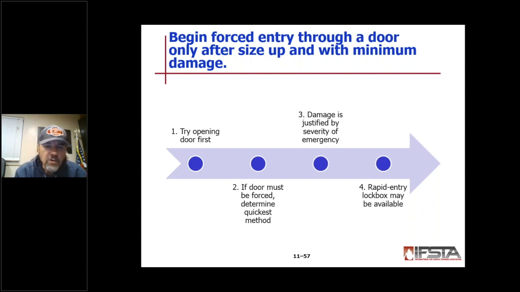According to that earlier question, which was a great question, damage is justified by the severity of the emergency. If you're just getting in to check a smoke detector battery, that doesn't require bashing in their whole sliding glass door. Rapid entry lockbox may be available on commercial buildings. Pay attention to that. Whoever is officer in command of your company and your truck might not think about it. They might not be familiar with that particular building. If you think about it, ask.